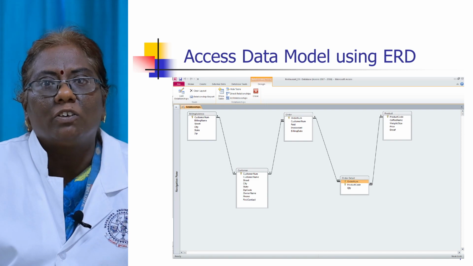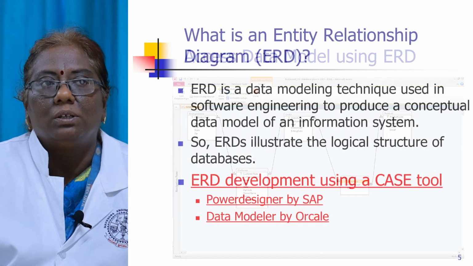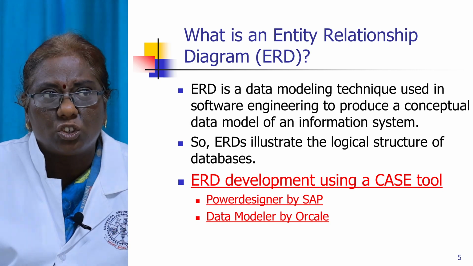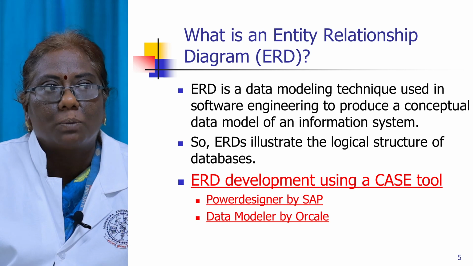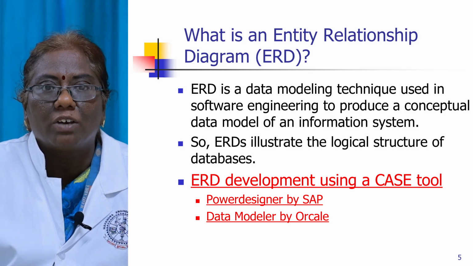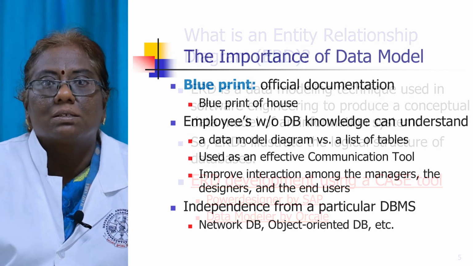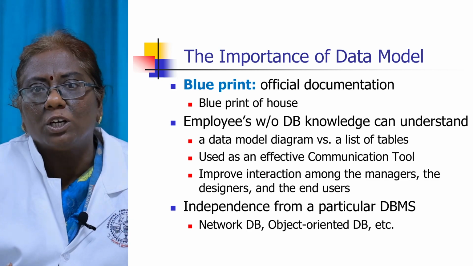In this diagram, we will see different categories of tables and the associations between the tables. And what is an entity relationship diagram? This diagram is a data modeling technique used in software engineering to produce a conceptual data model of an information system. In the ER diagram, we are going to illustrate the logical structure of the data model or databases. So we can say an ER diagram is nothing but a blueprint of the data model.